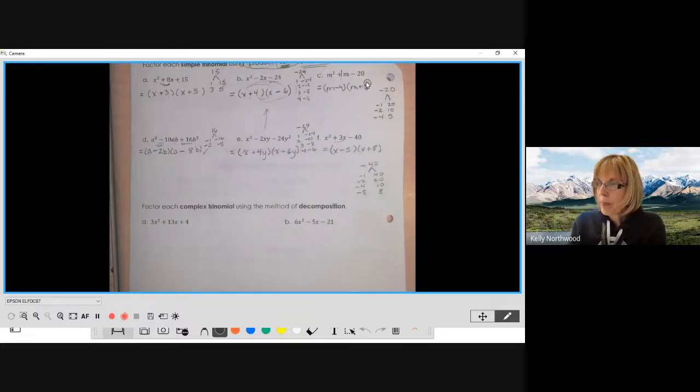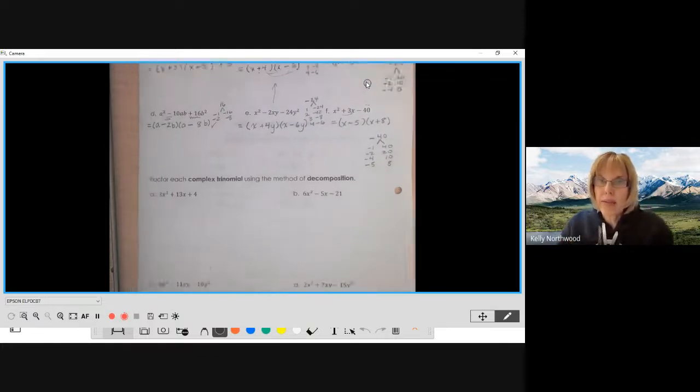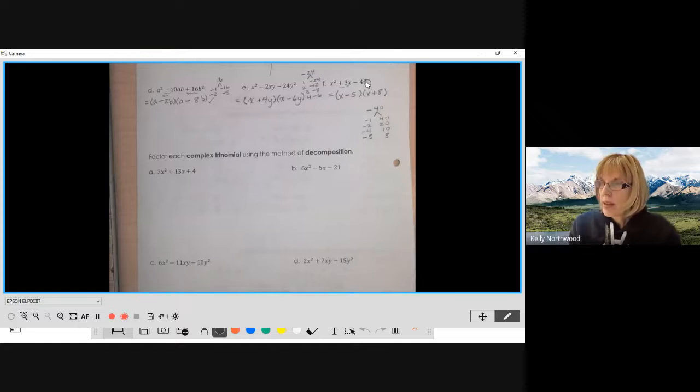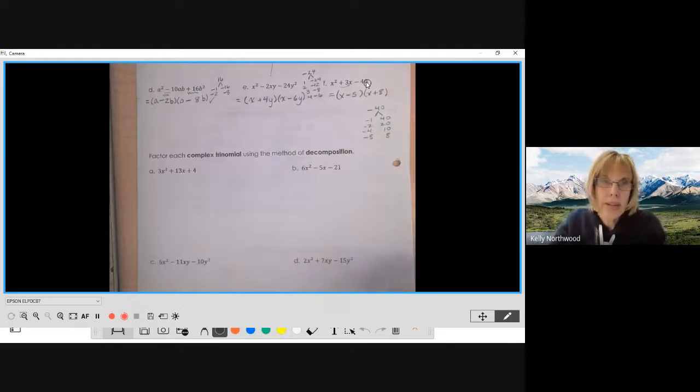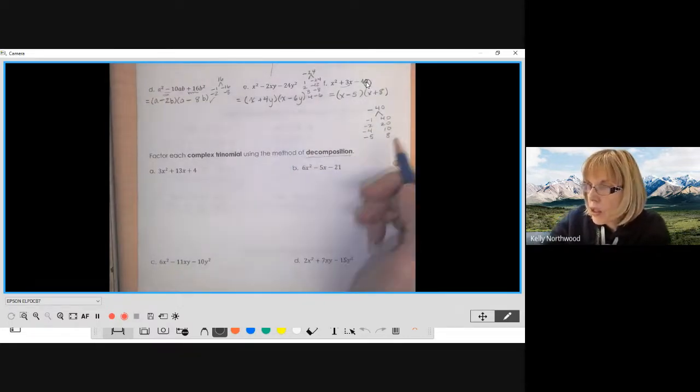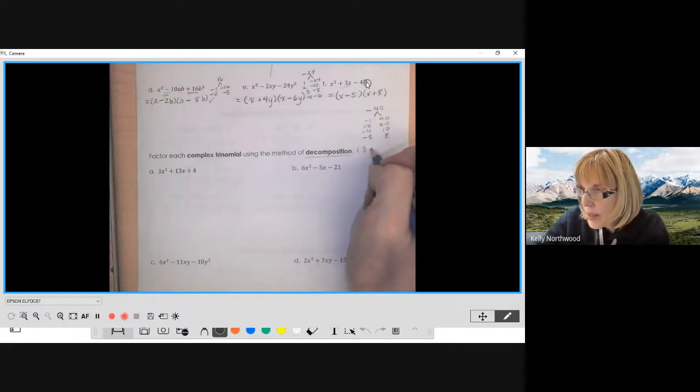All right, factor each complex trinomial using the method of decomposition. So a complex trinomial is different from a simple trinomial because the number in front of x squared is not a 1, it's a 3. And you have to use this decomposition method, which involves 3 steps in order to factor it.